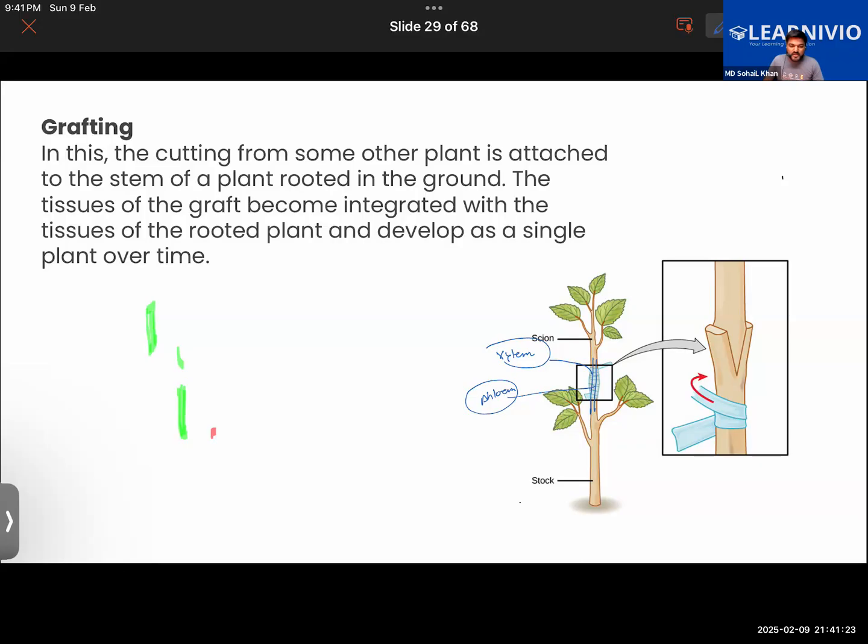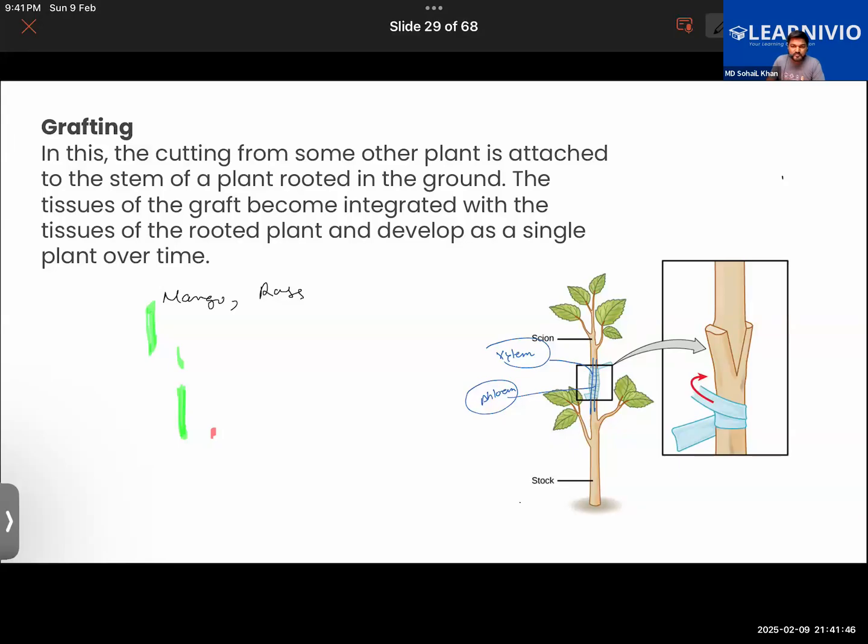Now, as for this method of grafting, many plants like the one we were discussing, the mango, can be grafted. For the roses also it can be done. You guys also think of some plants that can be grown by the method of grafting.